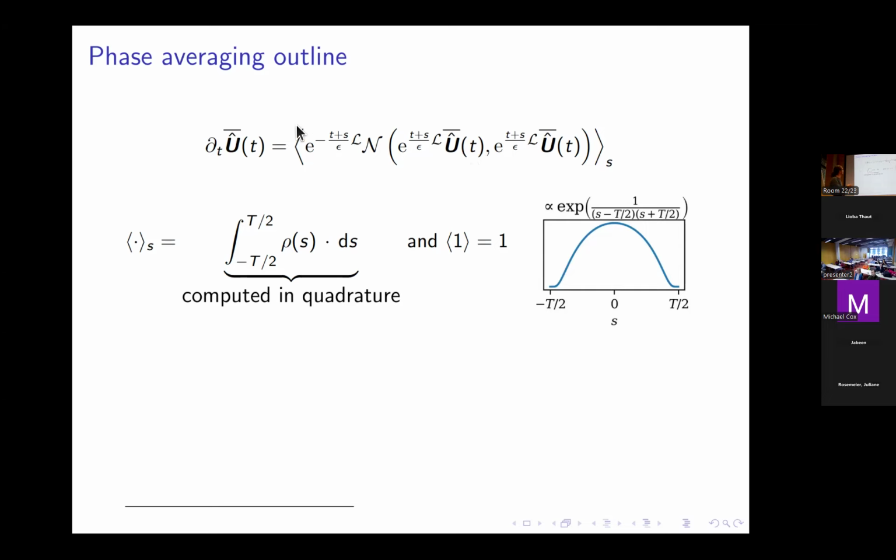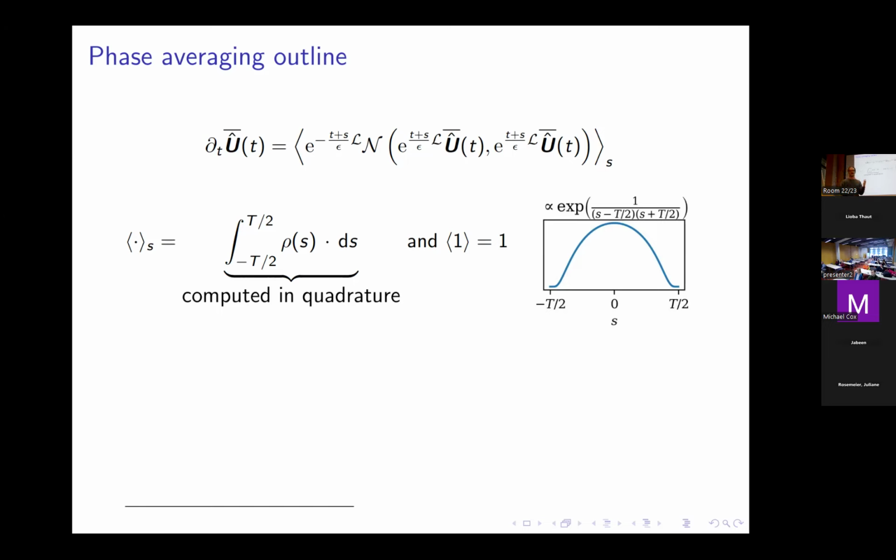So we average over the phases using this dummy parameter S, and the average is defined as a time integral between minus T over 2 and T over 2. If this time interval was infinite, you'd be filtering out all of the fast dynamics. But we're using a finite interval. We achieve this by using a bump function, a kernel, this rho of S, which decays away from the central point.